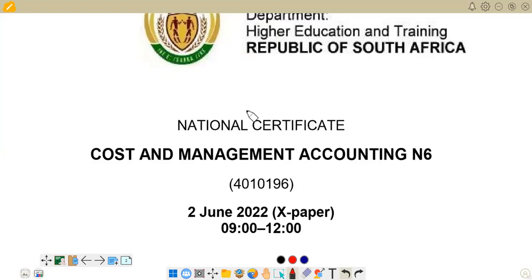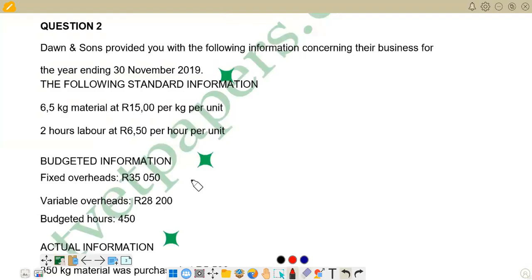Still working on a question paper of June 2022. This question paper that we have for today again. And on this question paper, we want to look at question 2, that is on standard costing. So this question that we have, we're going to read through the question and answer the questions that are going to follow in terms of the calculation that we are having in this question.